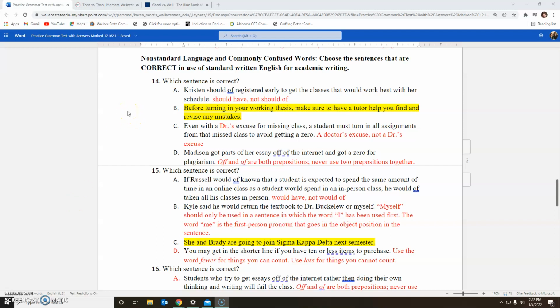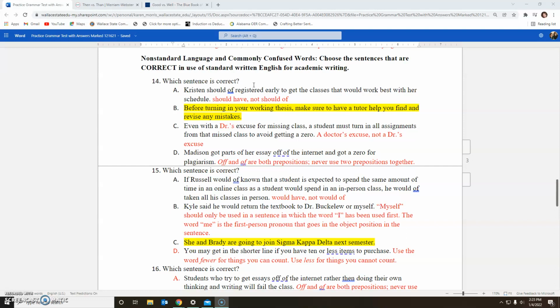So the first one, Kristen should have registered. A lot of students hear "should of," and so they write "should of." And really what is being said is "should have." So when you are writing an essay, make sure that you use "should have." That's the correct form of the verb.